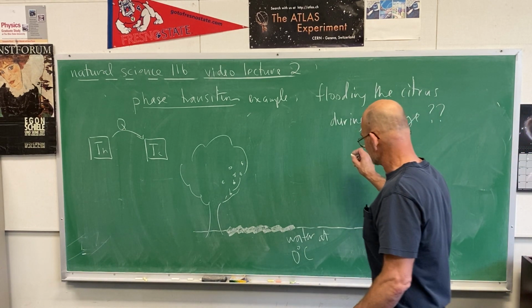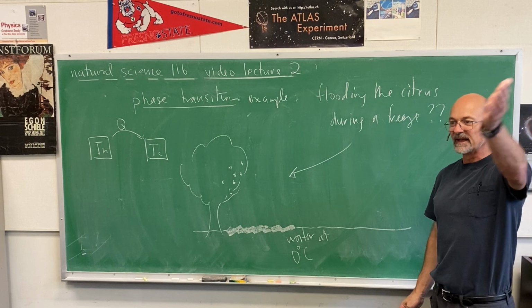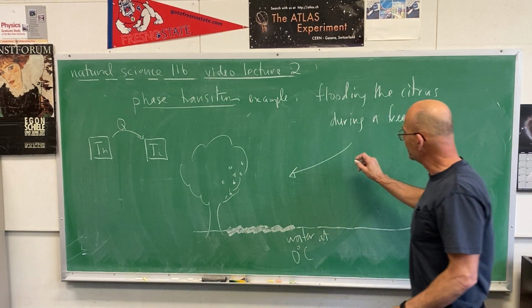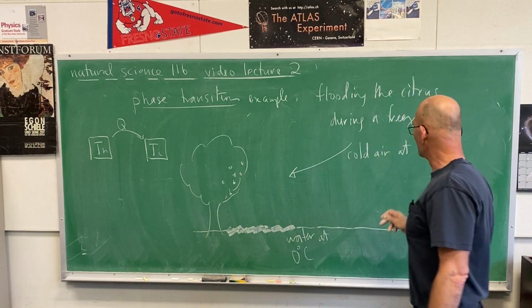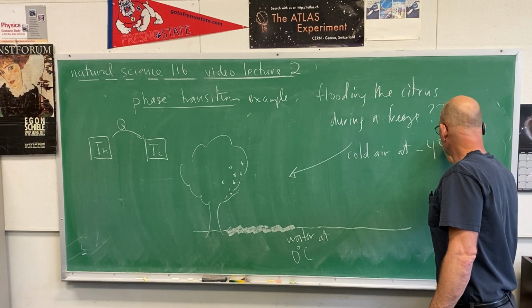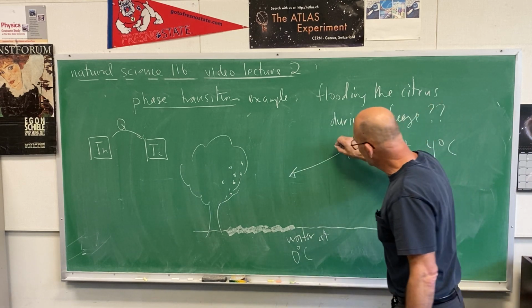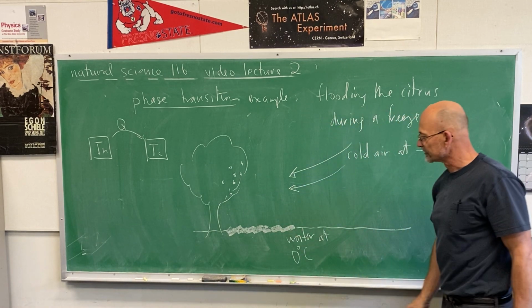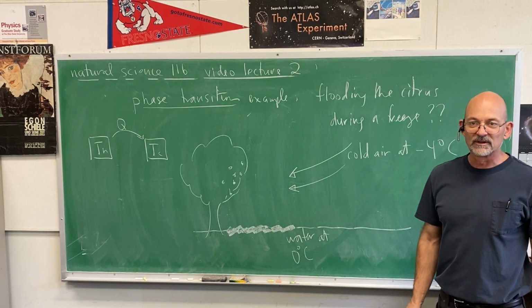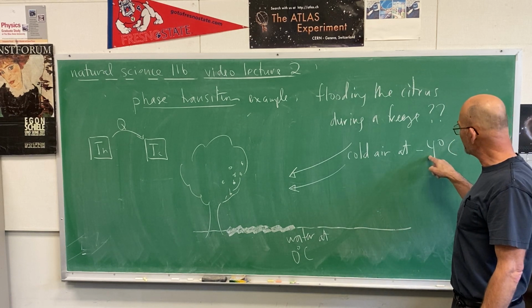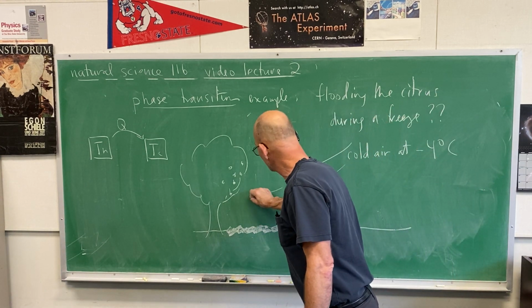Here's the idea. We've got cold air coming in from the range, maybe coming out of Sequoia, Kings Canyon, down into the groves. So this is supposedly cold air at, I'm just going to make up a number, minus 4 degrees Celsius. It's got to be cold enough to damage the crop. Cold air coming in here. And we've got water at 0 degrees Celsius. What's colder? The minus 4 degrees Celsius is colder. Okay, so we've got this minus 4.